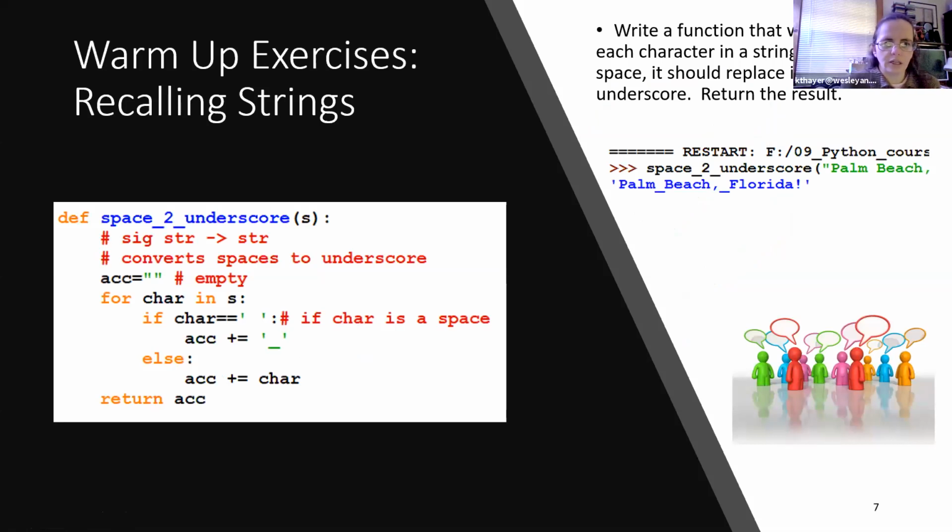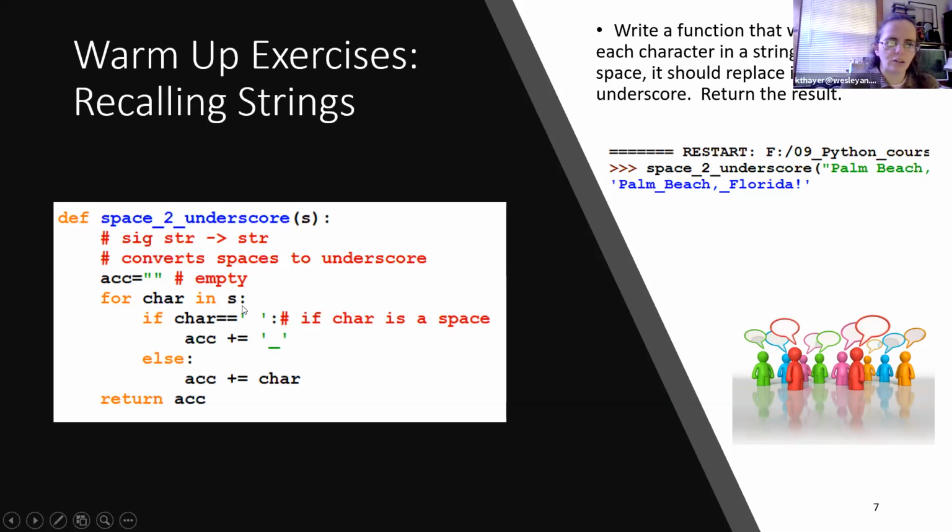Here's the function that I asked you to write, or my solution to that. So space to underscores takes string as an input. Notice we have this input parameter s here. Of course, having good syntax for our function, which includes the signature at the top and a note about what it's going to do. We don't include information about preconditions if there is no precondition other than what it says here. So we're going to begin with an empty accumulator, and here we have a for loop.